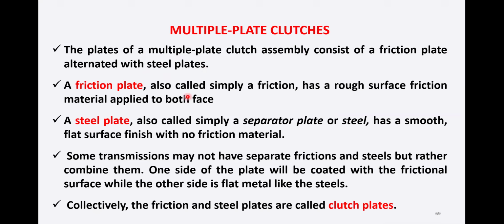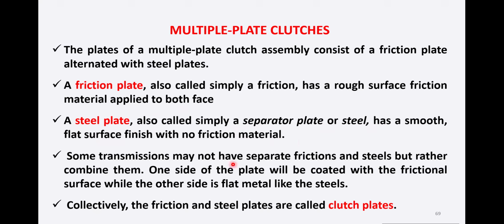A friction plate, also called simply a friction, has a rough surface friction material applied to both faces. On both sides of the friction plate, we have a rough surface which provides the friction. A steel plate, also called simply a separator plate or steel, has a smooth flat surface finish with no friction material. So basically it's simply a separator plate or steel plate which does not have any type of material on both faces of the steel plate.